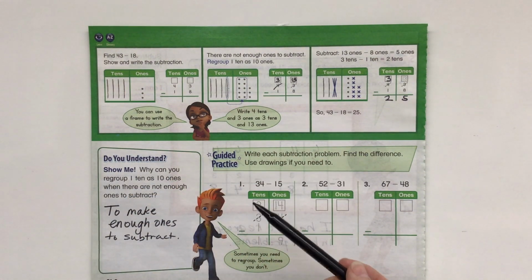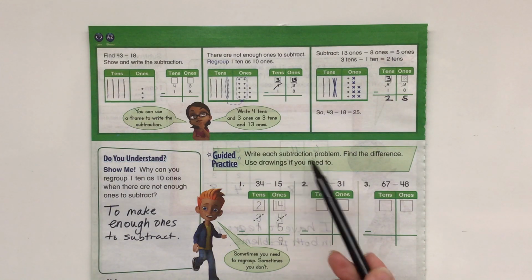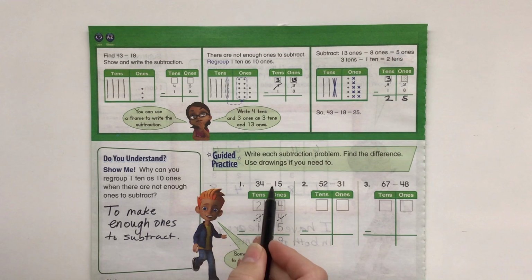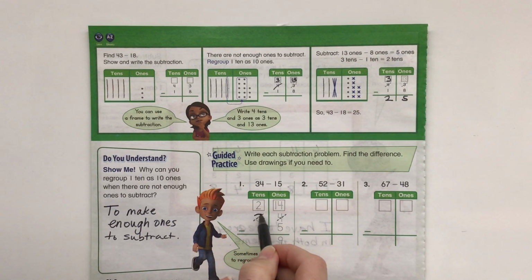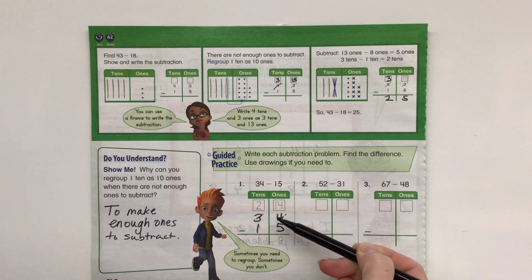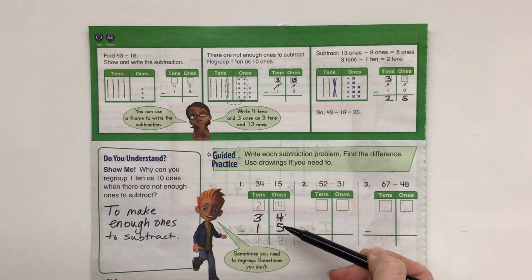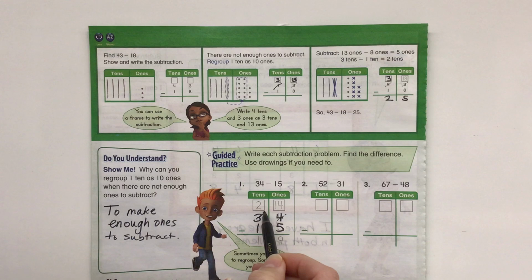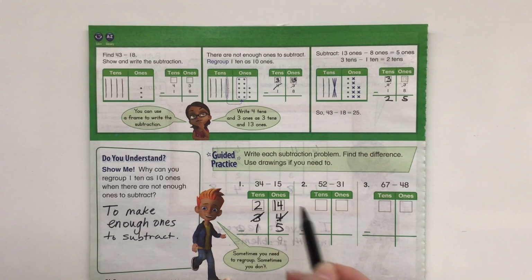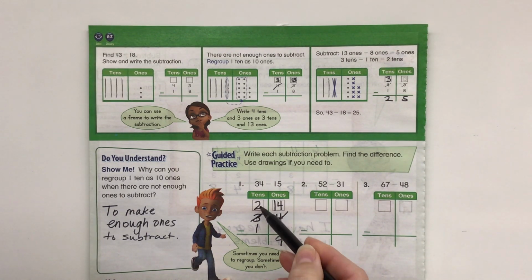All right, let's take a look at our guided practice. Write each subtraction problem, find the difference, use drawings if you need to. 34 minus 15. So here we have 34 minus 15. We always start at the ones column. 4 minus 5. I can't do 4 minus 5, so I'm going to have to regroup it. The 3 groups of 10 becomes 2 groups of 10 because I have 4 plus 10 becomes 14. 14 minus 5 is 9, and 2 minus 1 is 1.